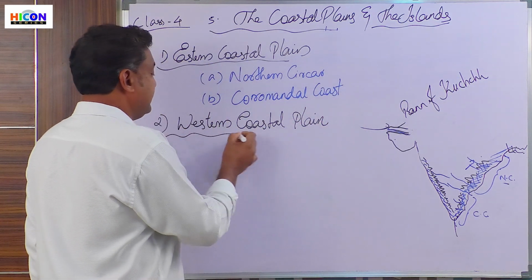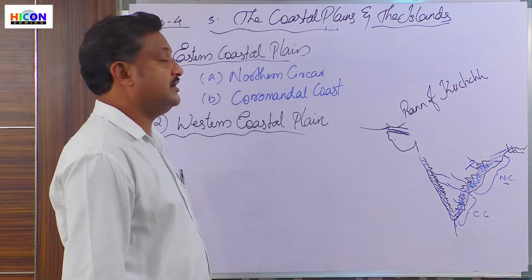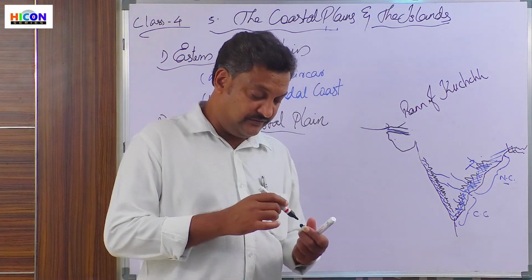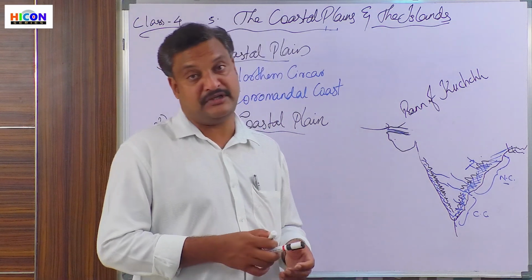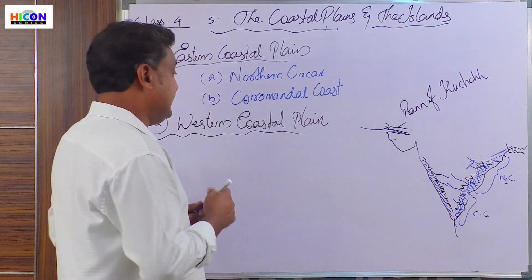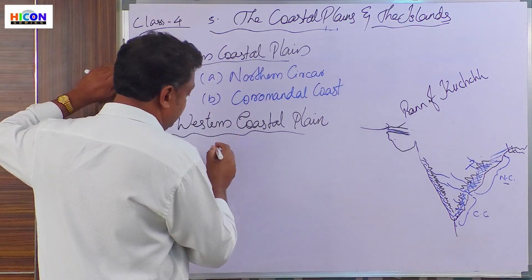So as we had the divisions for the eastern coastal plain, we have divisions for the western coastal plains also, right? So in that, the first one is the Gujarat coast.